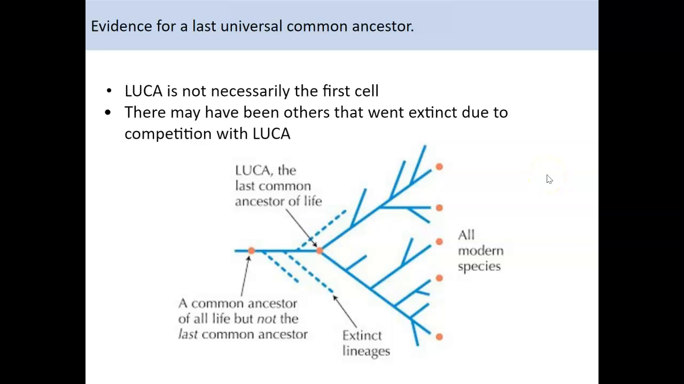Although LUCA is considered to be the last universal common ancestor uniting the modern species, that does not necessarily mean that LUCA was the first cell. There may have been other cells that formed near the time of LUCA or prior to it, and once LUCA did form, it was in competition with those other cells. Those other cells may have been outcompeted due to natural selection and other processes, and therefore went extinct when they had to compete with LUCA. So you can see here that there are likely other branches and other organisms prior to LUCA, but LUCA is the last universal common ancestor that unites the modern species.